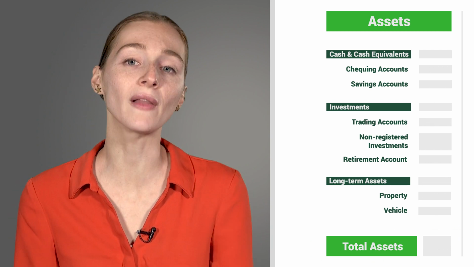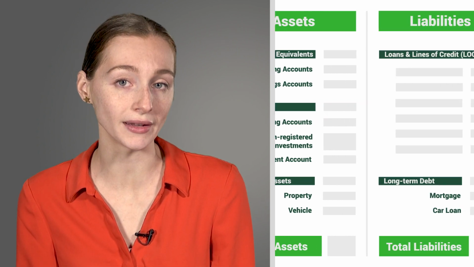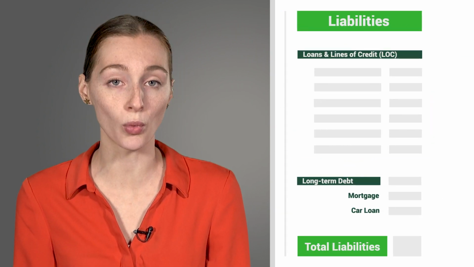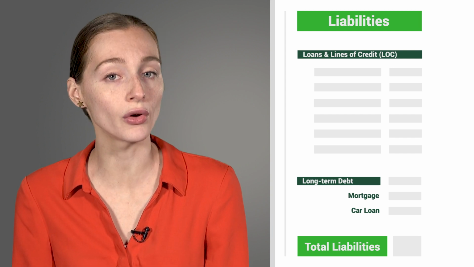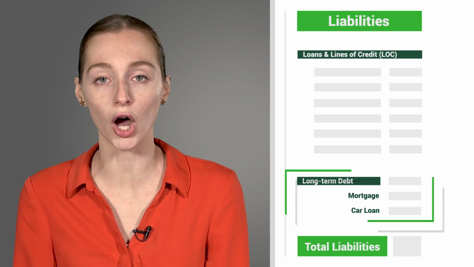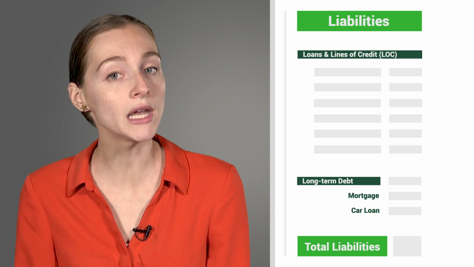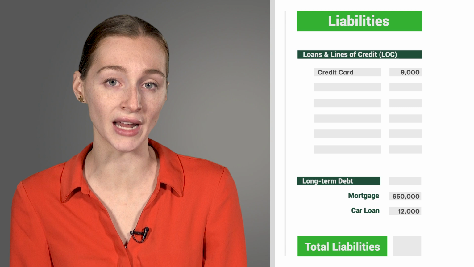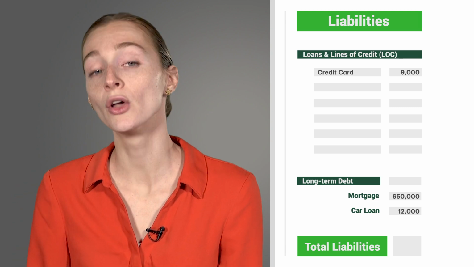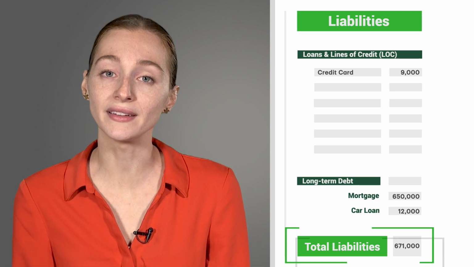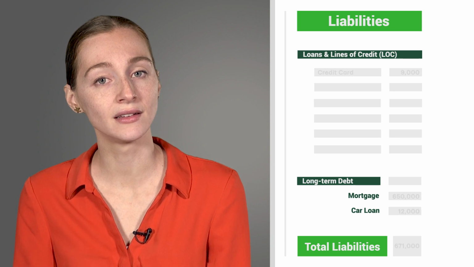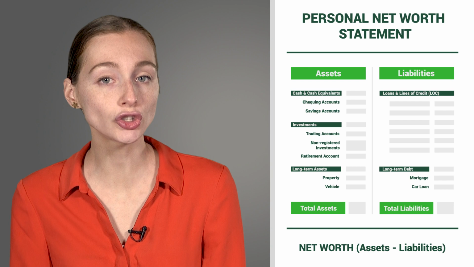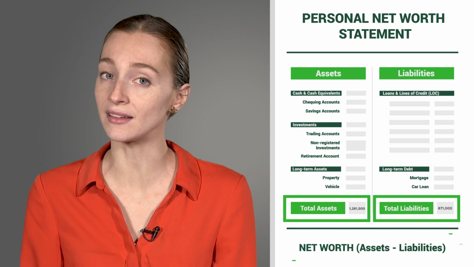Now, let's go over liabilities, which are organized on the right. In this example, loans and line of credit are bundled together in one category, and mortgage and car loan are bundled together in another called long-term debt. Again, the numbers you enter do not have to be exact, but it's important to be honest when entering this data. When you're done, total your liabilities just as you did with your assets. Now it's time to determine your net worth. To do this, subtract your total liabilities from your total assets.